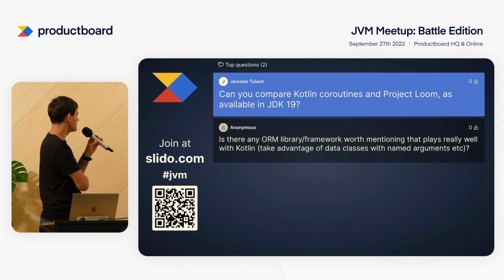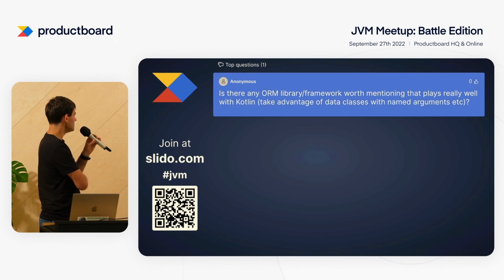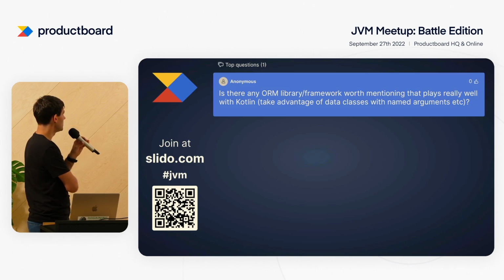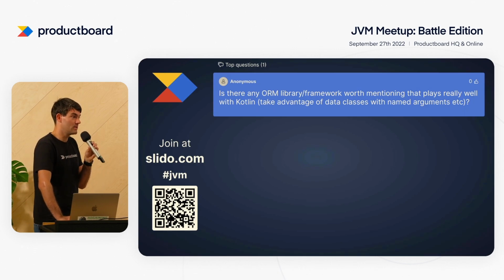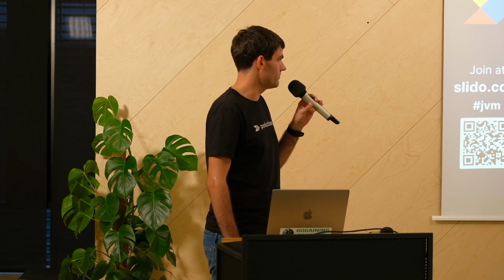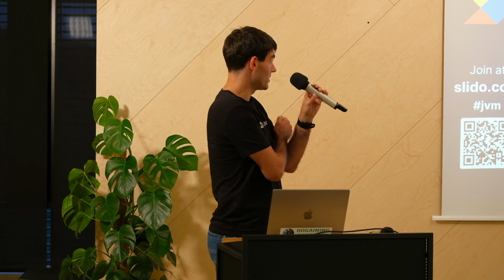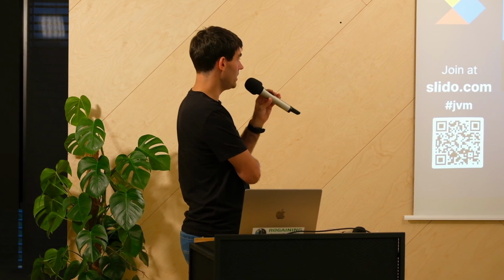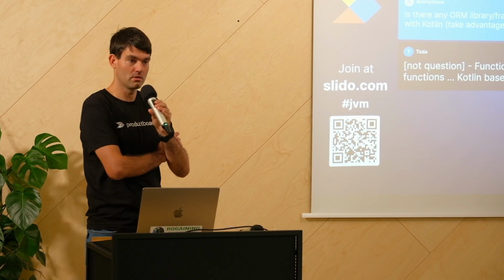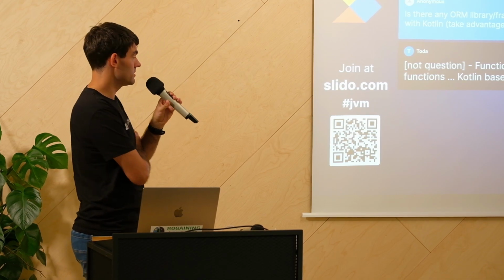And is there any ORM library or framework worth mentioning that plays really well with Kotlin? Of data classes with named arguments. We are using an ORM library directly from Kotlin called Exposed. We are using it in production, and it plays pretty well. And as I said, we use it in production, so you can probably use it also. And we use also jOOQ, but the code is generated in our case, I think, to Java, not to Kotlin. But at least Exposed is written directly for Kotlin.